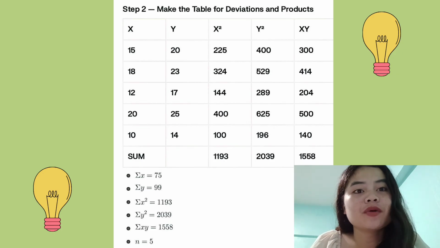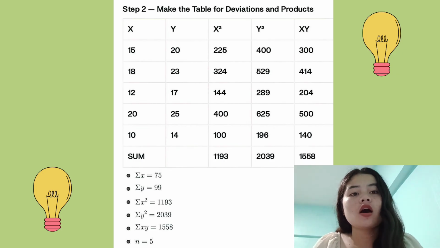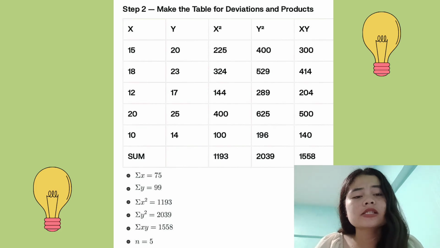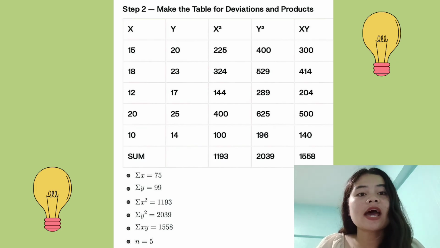Is the table visible to you, class? So we have our table with X, Y, X squared, Y squared, and XY. So for our X, we need to sum up all the X. Summation of X, we have 75. Summation of Y, we have 99. And for the X squared, we square each of the X. So for example, 15 squared, 18 squared, 12 squared, 20 squared, 10 squared.